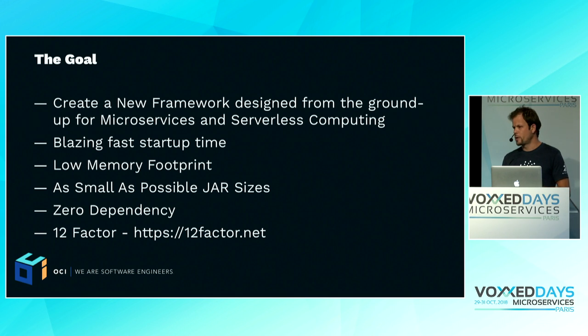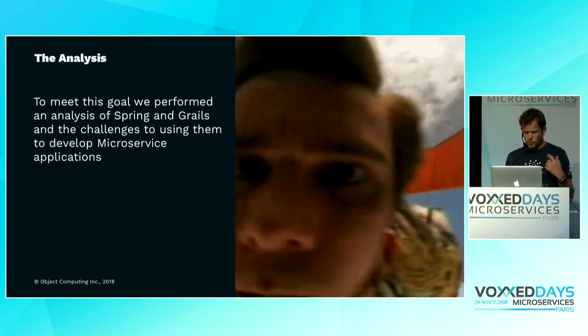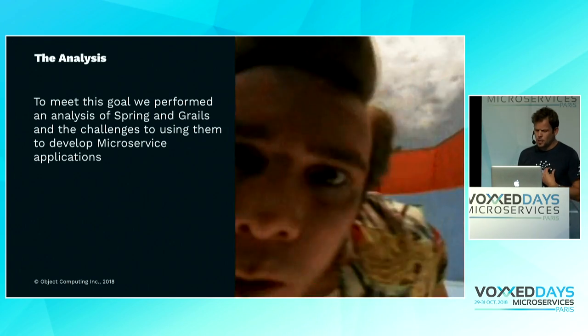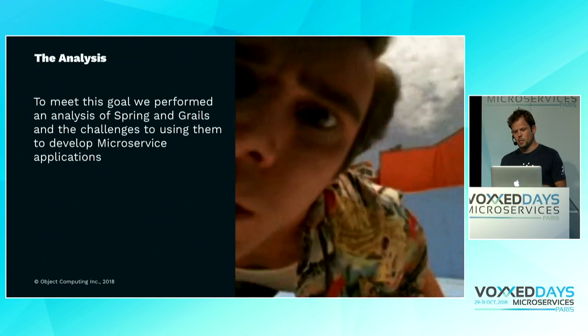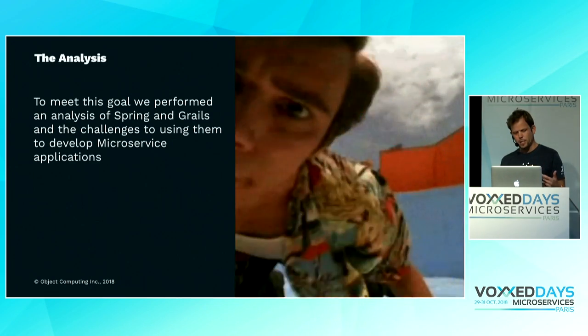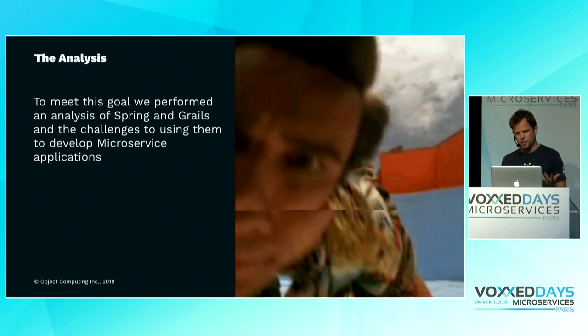So the things we were prioritizing were things like ultra-fast startup time, a very low memory footprint, as small as possible jar file sizes, very few or little to no external dependencies, making sure the application was 12-factor. These are the kind of considerations we had in mind in our design. But before we started, we did an analysis of Spring and Grails and the challenges of using them to develop truly micro applications in terms of memory consumption, startup time, and so forth.